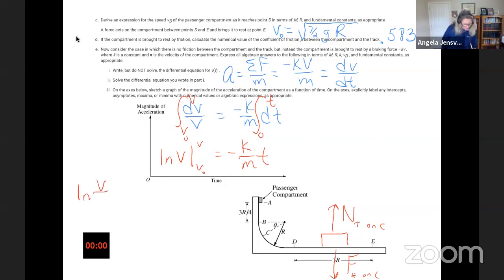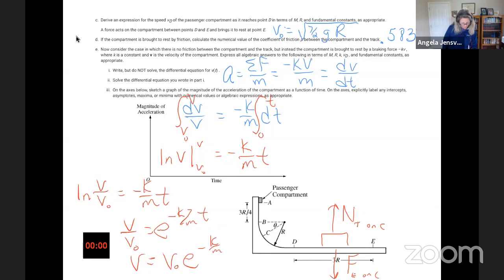Okay, so then you get ln of v over v naught equals negative k over m t. Raise both sides to the e, and you get v over v naught equals e to the negative k over m t. It's a little messy. So v is v naught e to the minus k over m t. I hope I did that right. Okay.